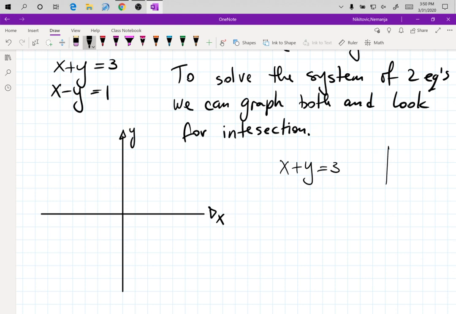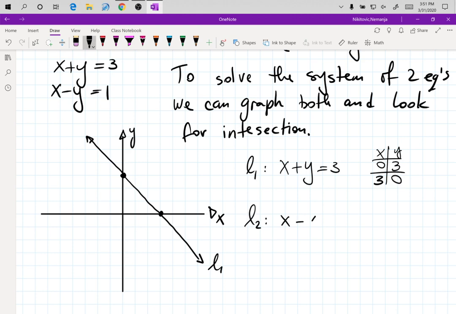So for this one, because it's given in a standard form, when X is 0, Y is 3, and when Y is 0 in the next row, then X is 3. So I have this type of line, say a 45-degree line, it's half of 90. So that's line 1. Line 2 is given by X minus Y equals 1.